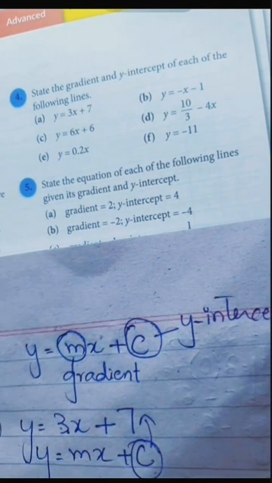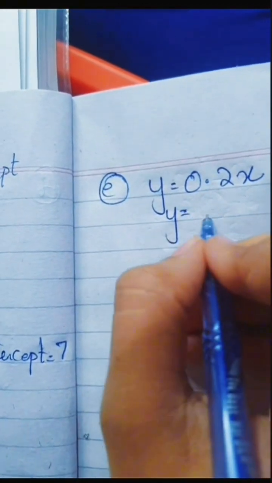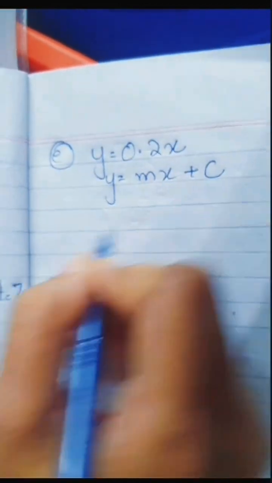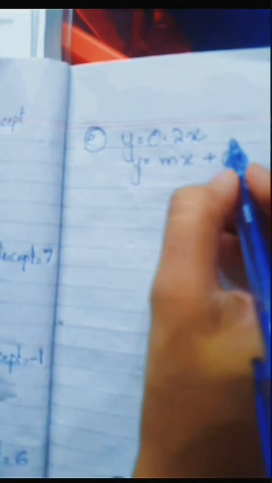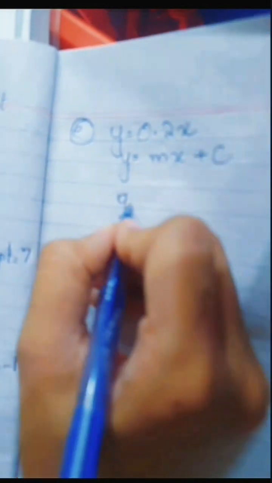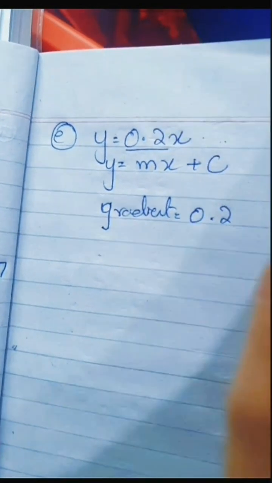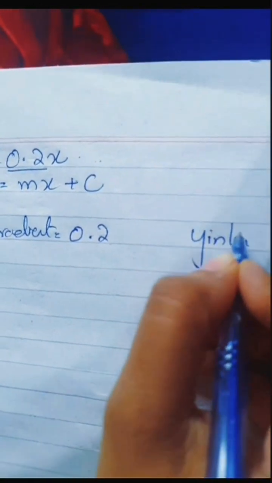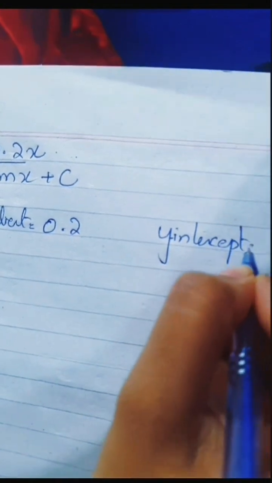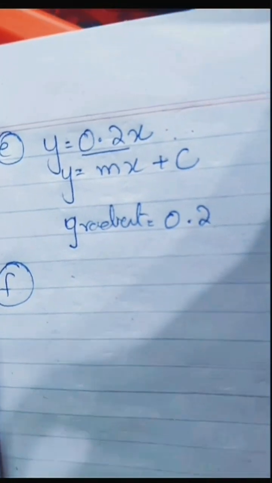Now move to part E. Y is equals to 0.2x. Again we are writing formula to explain you clearly. Y is equals to mx plus c. Here the value of c is not given. It means it is 0. So y is equals to, gradient is equals to 0.2 and y-intercept is equals to 0, because here the y-intercept is not given, so we will take it 0.